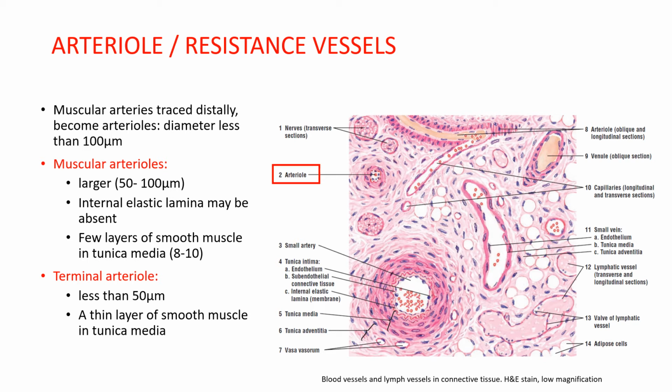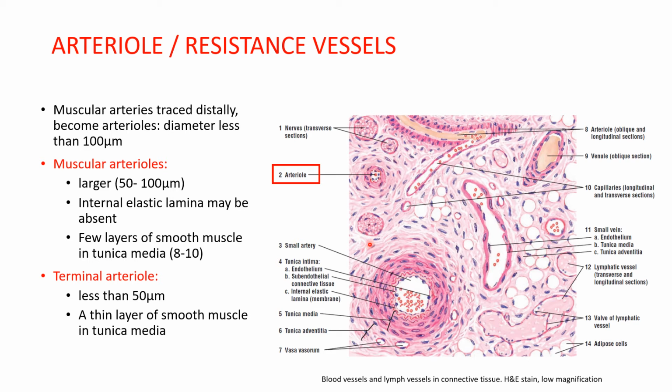The next type of blood vessel is the arteriole, also called resistance vessels. When the muscular arteries are traced distally and the diameter becomes less than 100 micrometers, then these are called arterioles. The arterioles have a very thin wall compared to that of muscular artery and the elastic arteries. You can appreciate this fact in this picture. Here you can see the wall of an arteriole and you can compare this to the much larger and much thicker muscular artery.